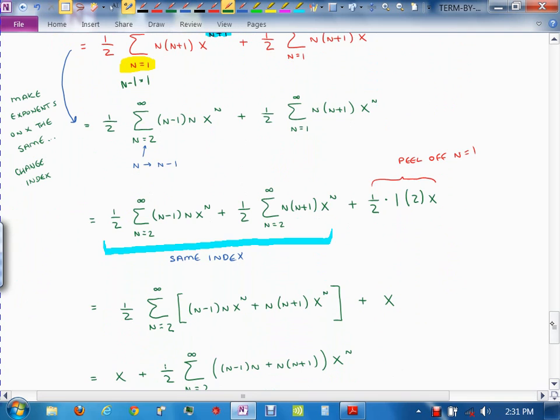What do I do? Where was I? Here's where I was, right? Oh no, here's where I was. I changed the index, right? Now I have the same index. What did I do here?